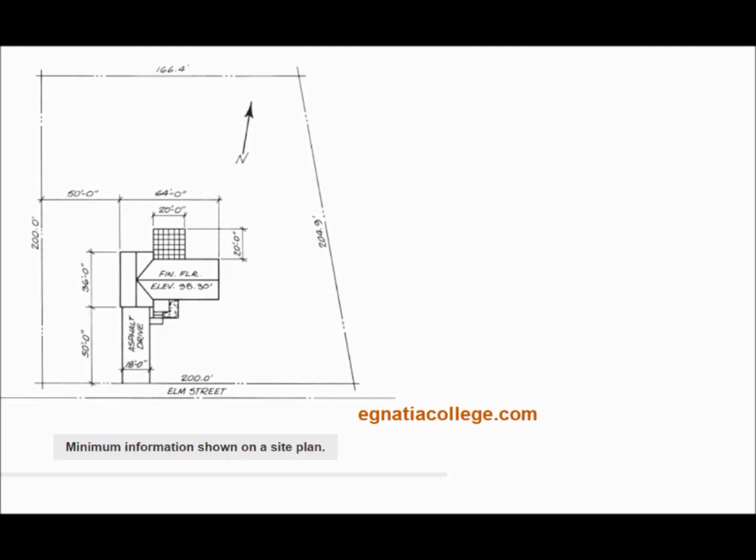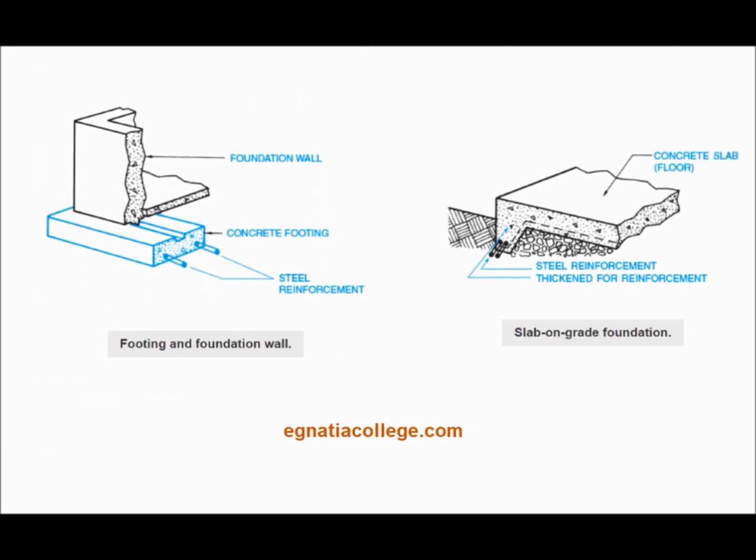If the finished site is to include walks, drives, or patios, these are also described by their overall dimensions. Site plans often show other information, such as the slope or contour of the site and the locations of utilities. These are discussed in a later unit.